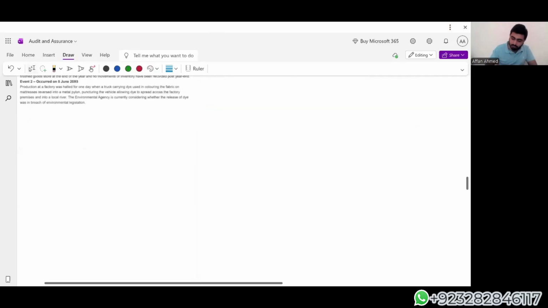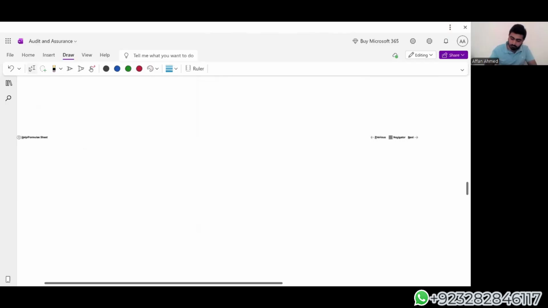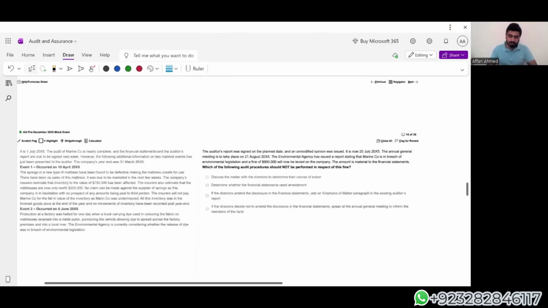Okay, moving forward to our last OTQ. Now they have given us a passage. They're saying that the auditor's report was signed on the planned date. The unmodified opinion was issued. It is now 20 July 2005. The annual general meeting is to take place on 21st August 2005.